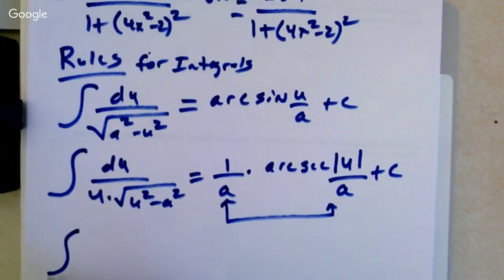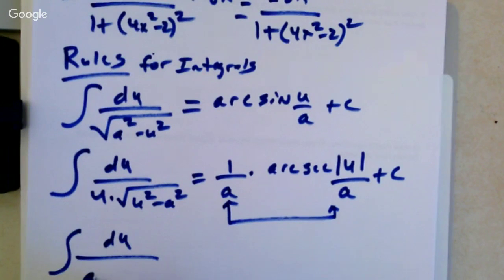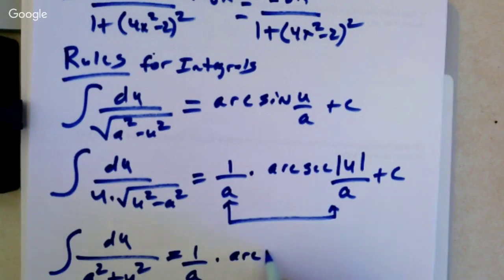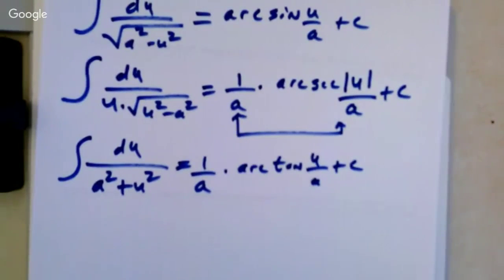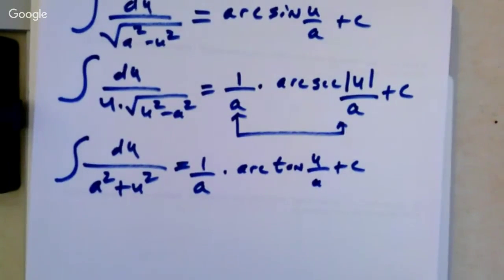And then the last one you're expected to know: say you had du over, no square root on this one, a squared plus u squared. That's equal to 1 over a times the arctan of u over a, plus c. Is it absolute value? No, because we're going the other way. We're taking the integral, not the derivative. And tangent did not have an absolute value in it. Tangent, remember, is just 1 plus u squared.